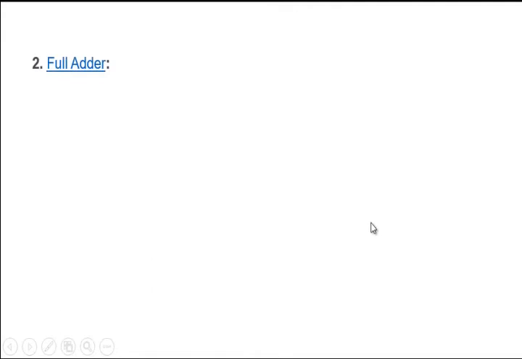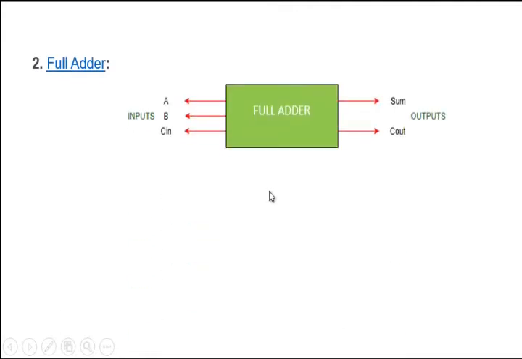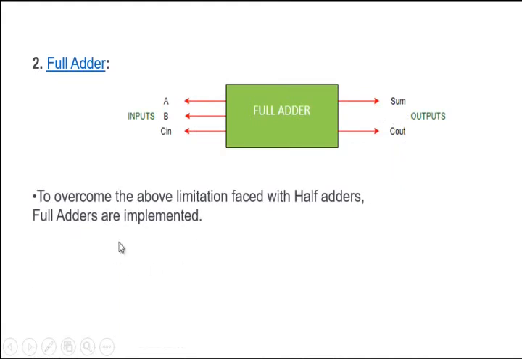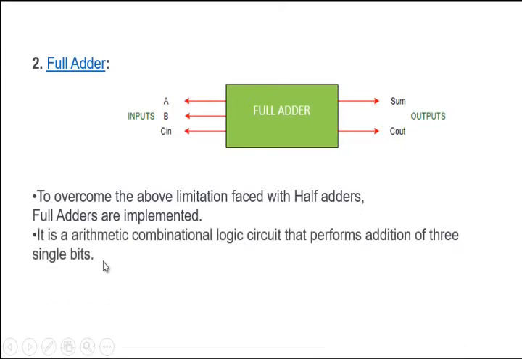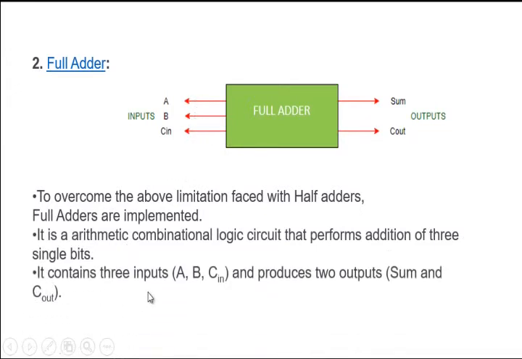So next is the full adder. In a full adder, we have 3 inputs: A, B and the carry in. Here is the sum and C out, which means carry out. To overcome the above limitations faced with the half adder, the full adder is implemented. It is an arithmetic combinational logic circuit. It performs addition on 3 single bit inputs, A, B and C in, and produces two outputs, the sum and C out, meaning carry out.